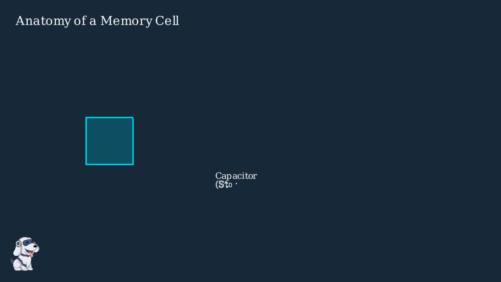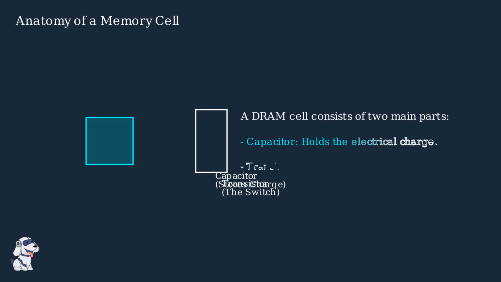A memory cell is the fundamental building block of RAM. It consists of two primary components, a capacitor and a transistor. The capacitor functions like a tiny bucket that holds an electrical charge. This charge represents the bit of data. A charged capacitor indicates a 1, while an uncharged one indicates a 0. The transistor acts as a precision switch. It regulates the flow of current, determining when the capacitor can be read from or written to by the processor.